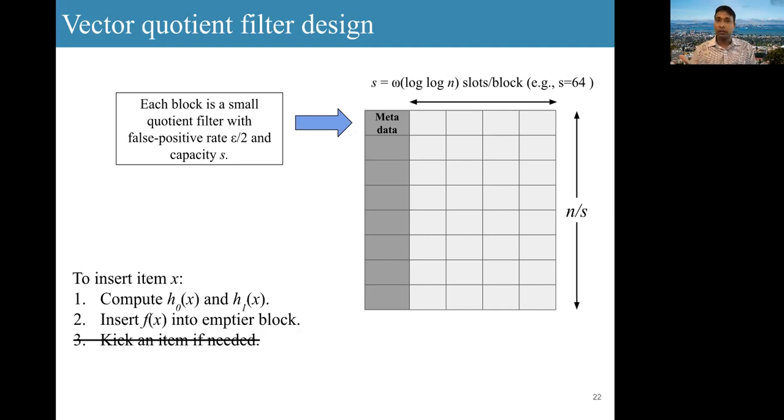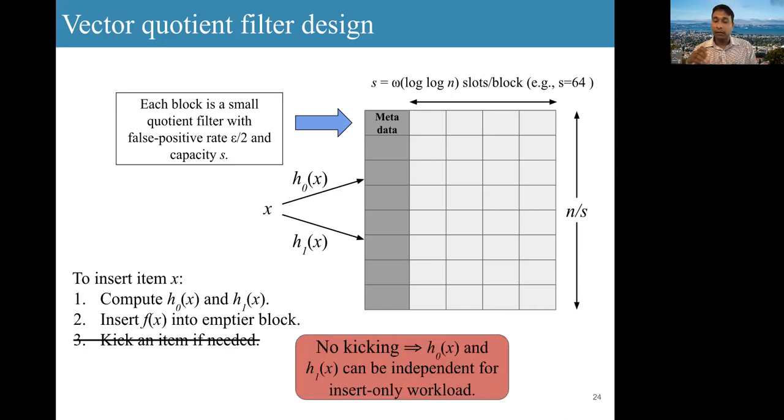To do any insert operation in the vector quotient filter, we do a similar operation, taking the item and hashing it twice, finding 2 locations and inserting the item in the emptier block. But unlike the cuckoo filter, we don't have to do any kicking. What that also means is that since we don't have to do any kicking, the 2 hash functions can be independent of each other if we have an insert only workload. However, as we explained in the paper, if we have to support deletes as well, then we have to make sure that the 2 hash functions are dependent on each other using the XOR operation.